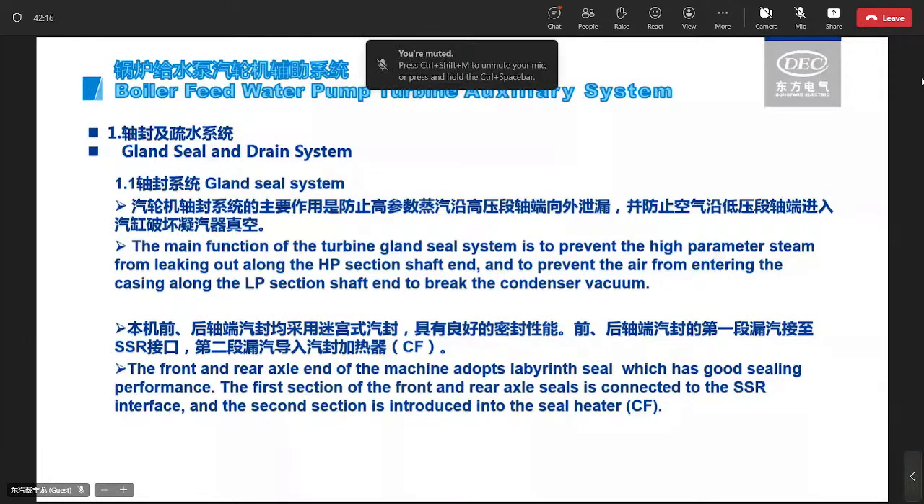The main function of the gland seal system is to prevent the high parameter steam from leaking out along the HP section shaft end, and to prevent the air from entering the casing along the LP section shaft end to break the condenser vacuum.